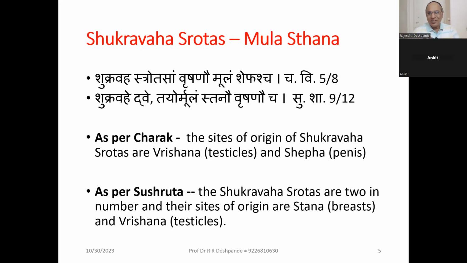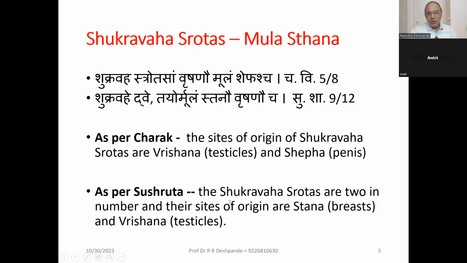That's why the next Srotas is Shukravaha, the reproductive system. Shukravahe Dve Tayoramulam Sthanau Vrushanau Cha. Vrushana is the scrotum, in which there is a testis, and Shefa is the genitals, that is the penis, or the vagina in females. When you consider the female gender, then Stana is also a part of Shukravaha. As per Charak, the sites of origin of Shukravaha are Vrushana, the testicles, and Shefa, the penis.